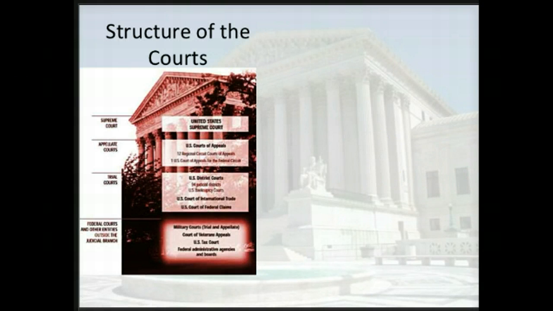Our federal courts are structured in such a way that is like a pyramid. Most of your federal courts are lower district courts. Then there's a smaller number of the Court of Appeals, and there's only one Supreme Court.